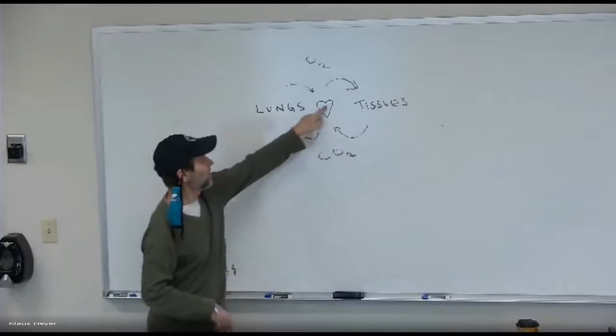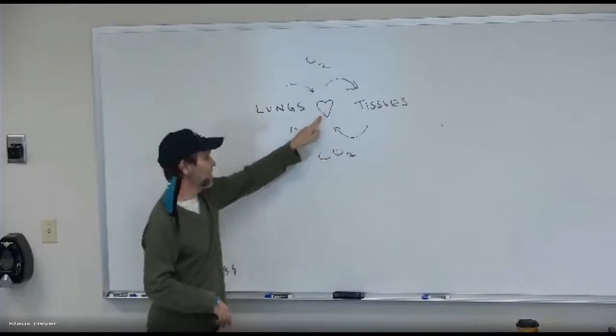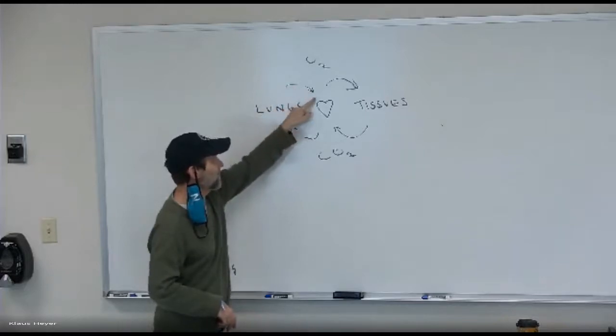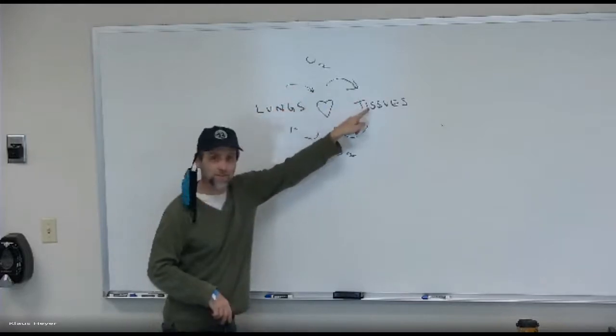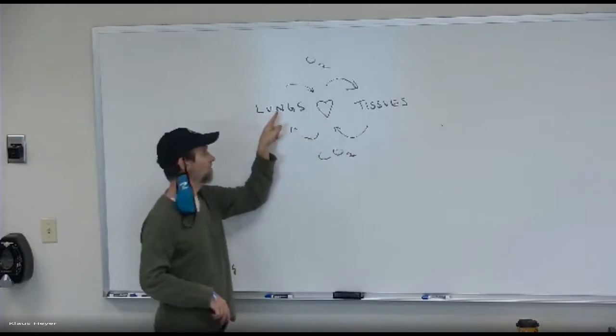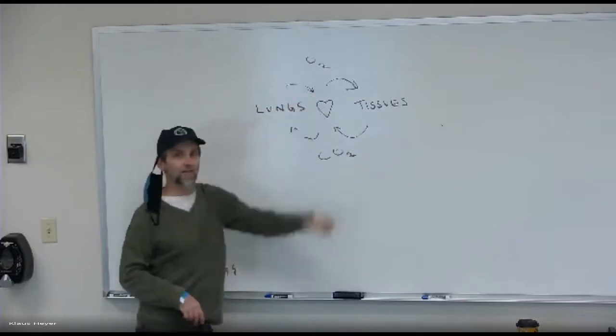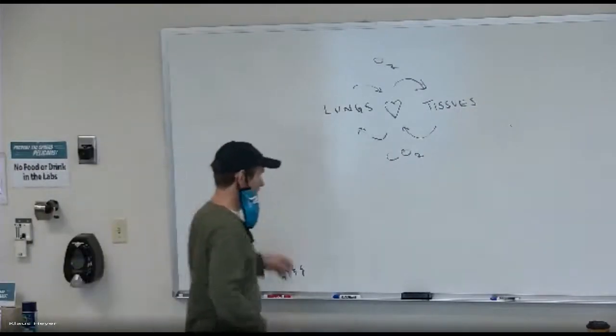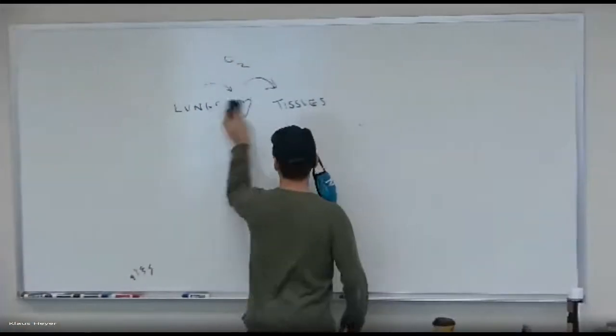Well, what happens when the heart gets it? It sends that blood to the lungs to get oxygen. And then when it gets the oxygen back, it sends it back out to the tissues. It gets back the waste product, sends that waste product out to the lungs, gets the good stuff back, sends it out like that. So with that in mind, let me draw the heart.